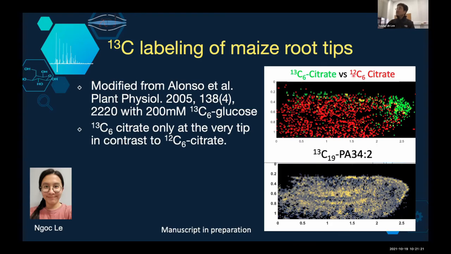We also see 12 carbon citrate, so these are again new tissues. This 12 carbon citrate must be from recycled material from the old tissues, and that is everywhere else. While lipid, in this case 13 carbon phosphatidic acid, is actually more or less homogeneous along the developmental axis.